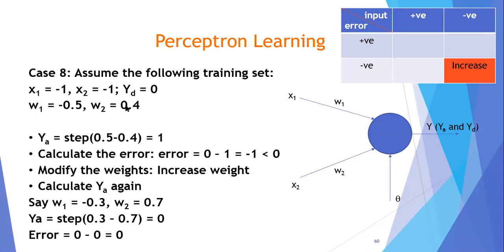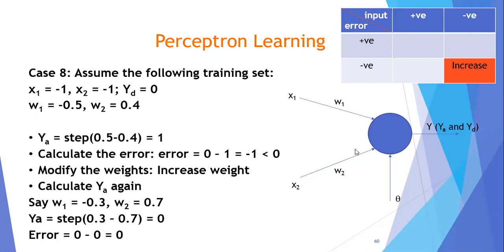And minus 1 times 0.7, we get minus 0.7. So step of minus 0.4 is 0 now. So we can find that now your y was actually 1. When you increase the weights for negative inputs, you're actually reducing the y. That's logical. So in this case, we find the error becomes 0.